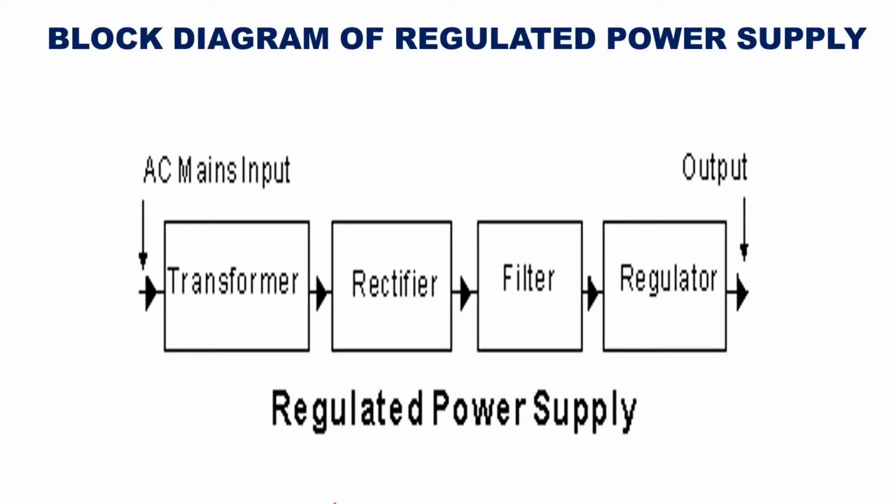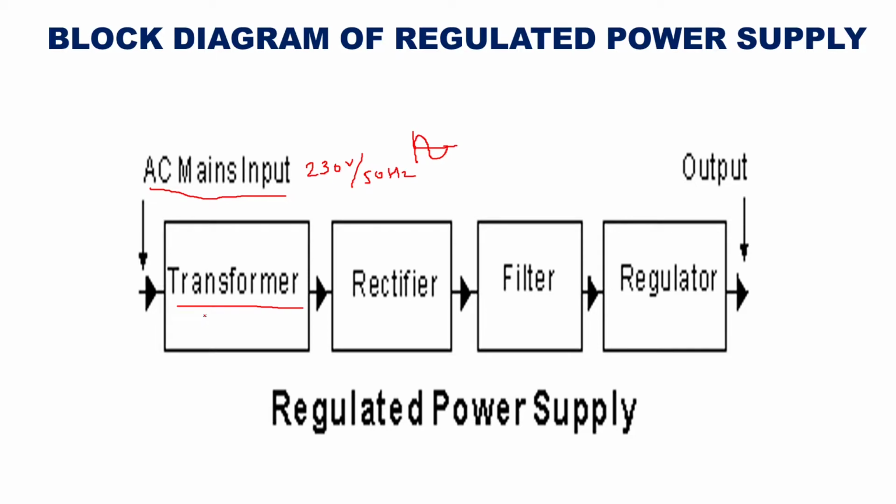Then we will see the block diagram of a regulated power supply. Here you can see a general block diagram in which the first block is the AC mains. This AC mains can be a 230 volt, 50 hertz supply, which is AC and will look like this: positive half cycle and negative half cycle. Then it is given to a transformer, which can be a step down transformer.